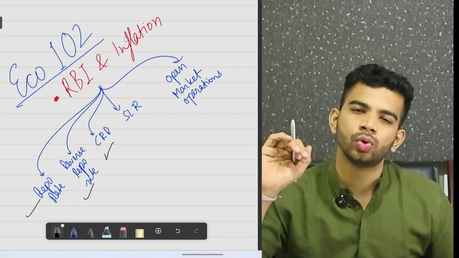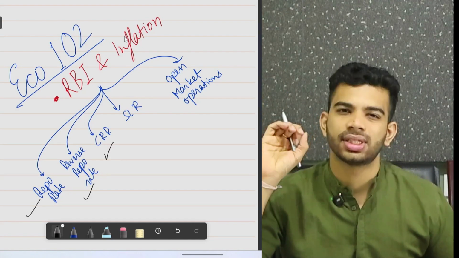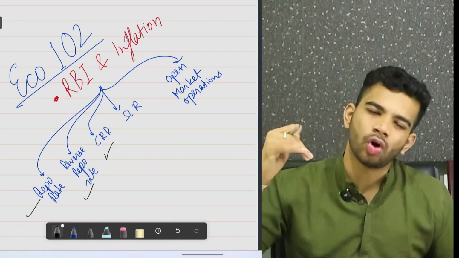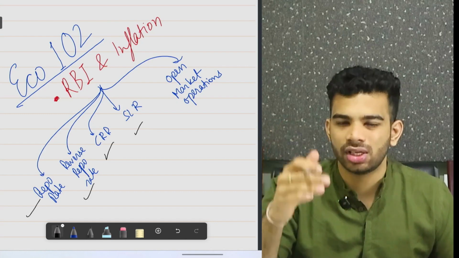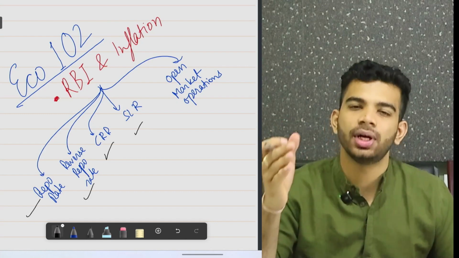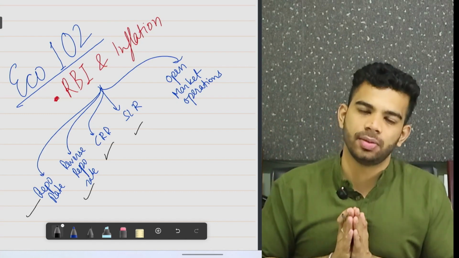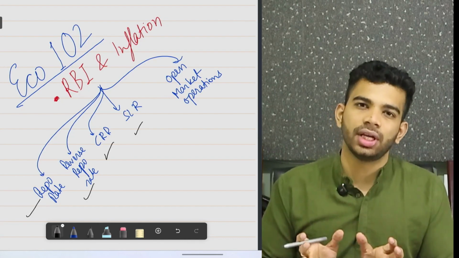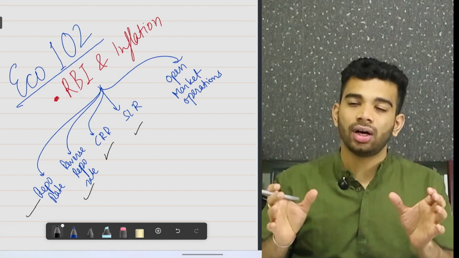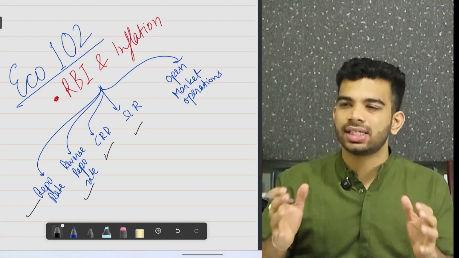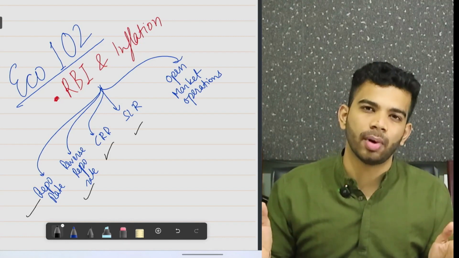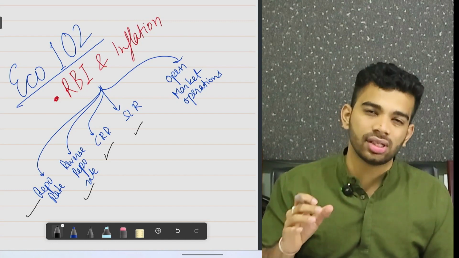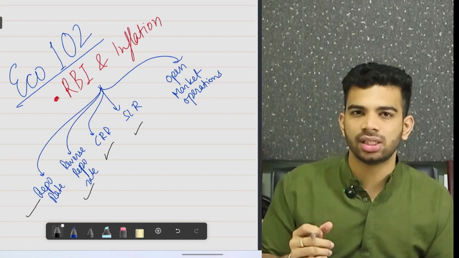The next two tools, which are the cash reserve ratio and the statutory liquidity ratio, sort of go hand in hand. Let's just break down the first one, the CRR. What is the CRR? The cash reserve ratio. It is essentially, let's say I'm an HDFC bank, and let's say I've gotten 100 or 1,000 rupees from the public, and this is the total money that the public has deposited with me.